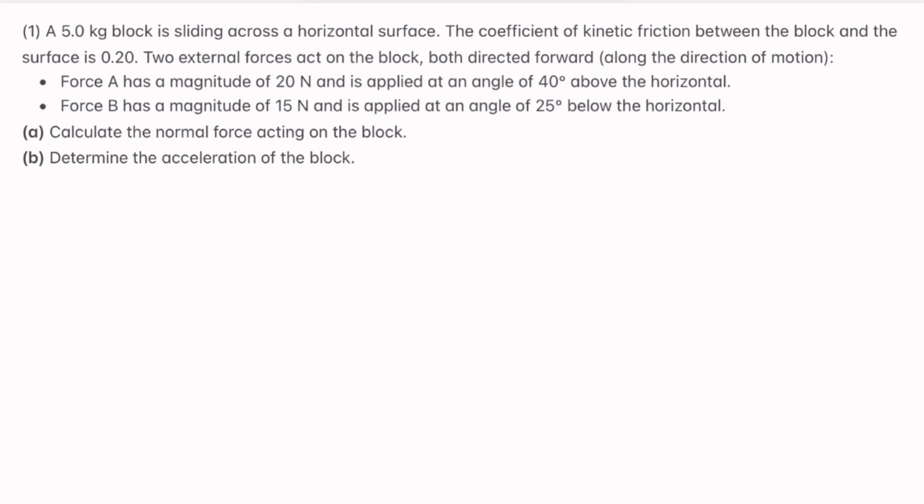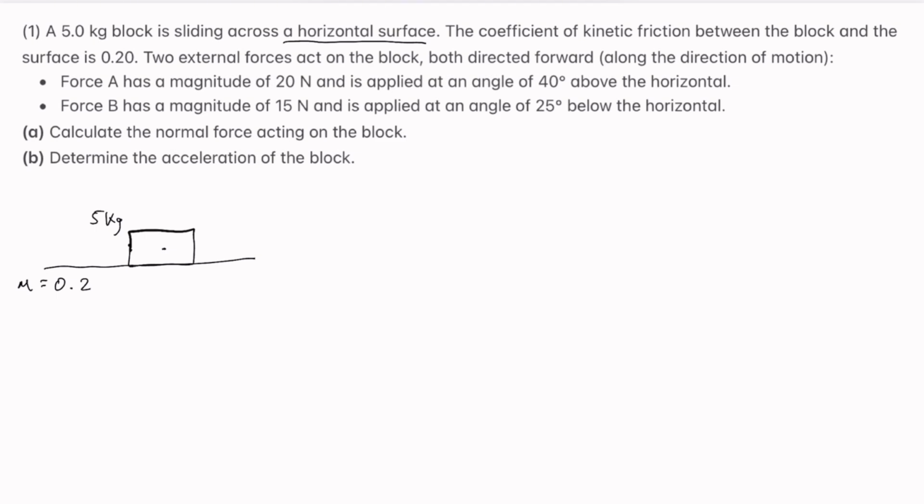We have a 5 kilogram block that is sliding across a horizontal surface. Here's our 5 kilogram block on a horizontal surface with a coefficient of friction between the block and the surface of 0.2. Two external forces act on the block, both directed forward along the direction of motion.